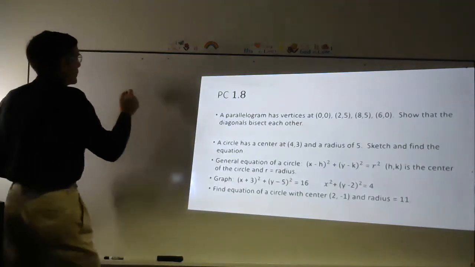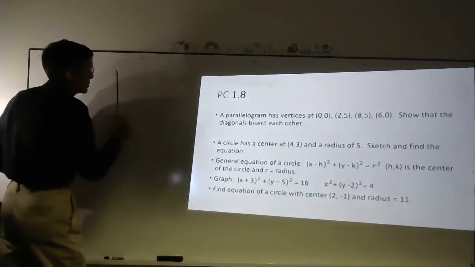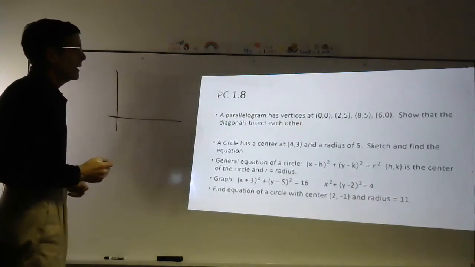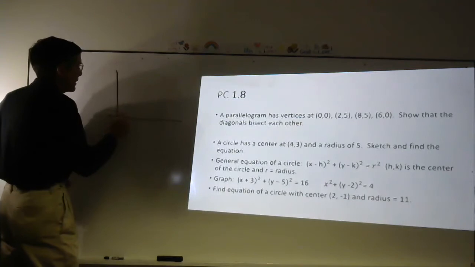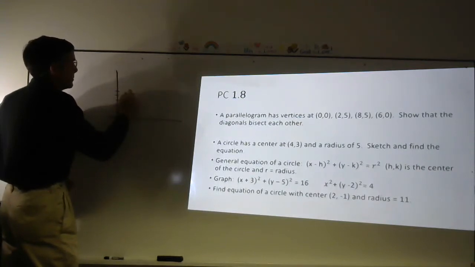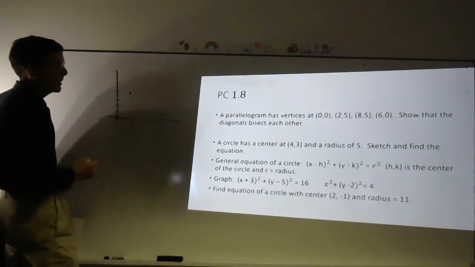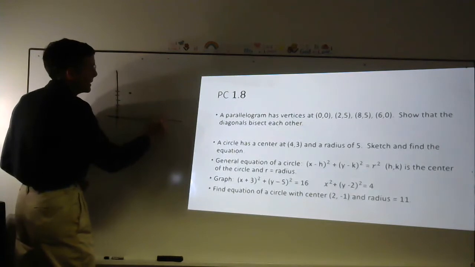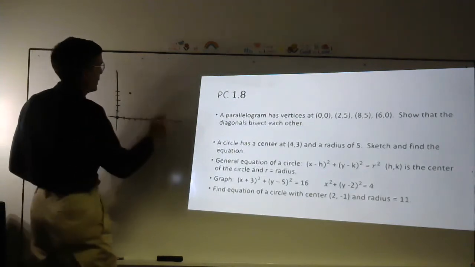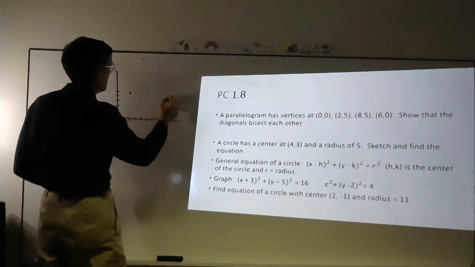Parallelogram has vertices. All right, let's make a picture. Okay, so we have one vertex at 0, 0, one at 2, 5. So I'm going to go over 2 and up 5. This would be much, much easier to do on graph paper. Then I'm going to go over 8 and up 5, which would be right about there, I think.